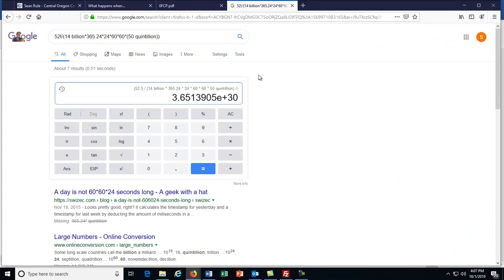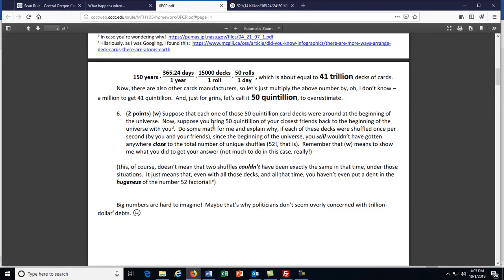So that was the point of this quiz. It was kind of to make your mind explode a little bit. And that's why I put big numbers are hard to imagine, because they sure are. But nonetheless, we have ways to measure them, which is the important part.